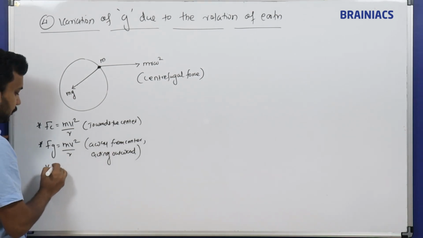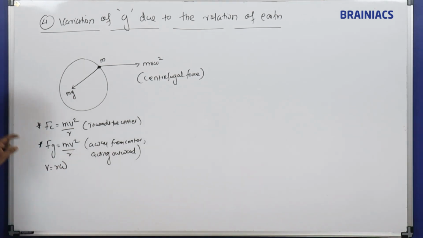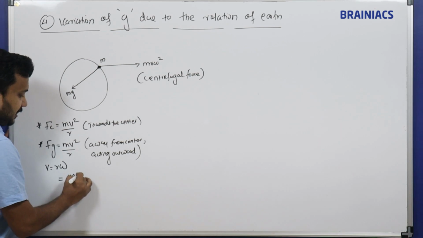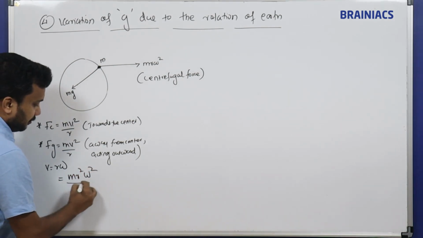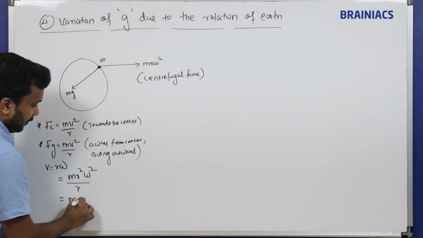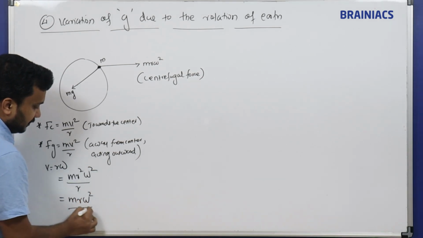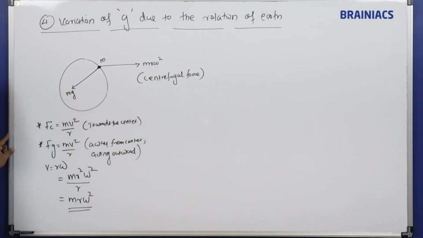We know v is equal to r omega. If you substitute it, you can see m r square omega square by r, and you will get m r omega square. This is what we have written here: m r omega square, with v equal to r omega. These things we learn in rotational motion. So m r omega square is just an equation coming, no other stuff here.